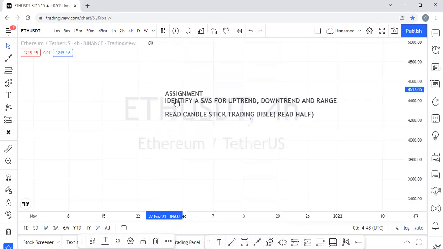But send the screenshot of this shift in market structure for uptrend, downtrend, and range to the group, so we can know that you have understood this. So that will be all for now.